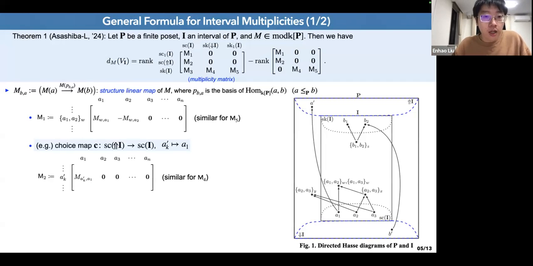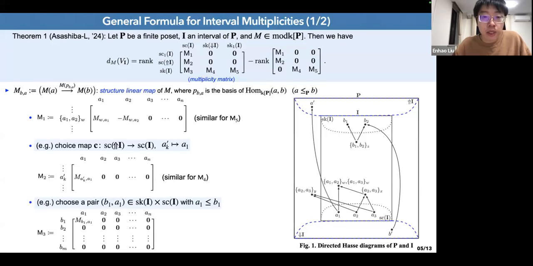Finally, we have the remaining one, namely the block M3. As you can see, the row index now becomes the sink of I. In M3, we also have a choice. Here we only choose a pair B1, A1 in sink I times source I, satisfying that A1 is smaller than B1. Then we put the B1, A1 entry of M3 as this structured linear map M_B1A1, and other entries are just zero. So this is how we construct this matrix.